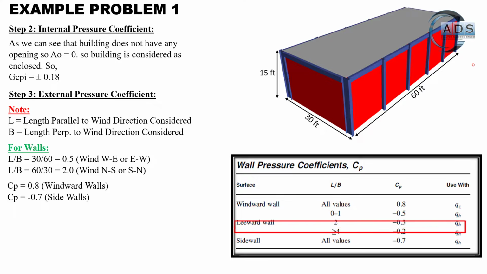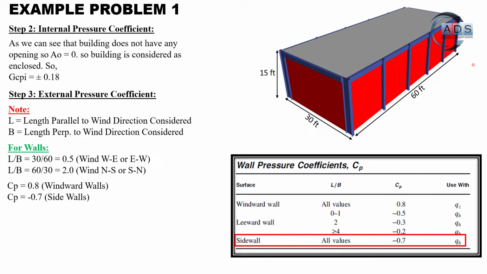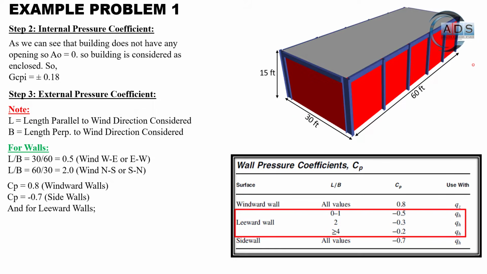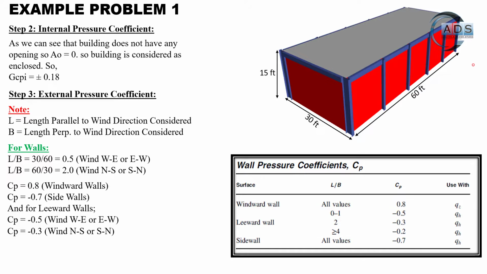The CP value for side walls is minus 0.7 because the CP value for side walls is also not dependent upon the length over breadth ratio. Alright. Now for leeward walls, the CP value for wind west to east or east to west is minus 0.5, and for the other direction, the CP value is minus 0.3.